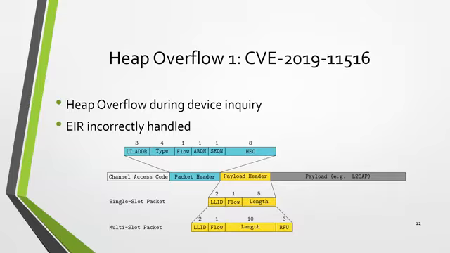As you can see in the diagram, the ACL payload header contains a 10-bit length field that specifies the amount of data to be copied over to a host controller interface event buffer. A 3-bit reserved for future use, or RFU, field follows the length field, and this should always be set to 0. However, the firmware mistakenly includes the RFU bits in the packet length calculation. And so if these bits are non-zero, the calculated length will exceed the actual buffer size, causing a heap overflow.